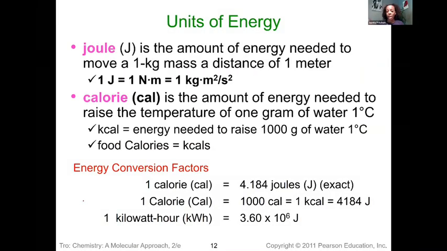There are some other energy units that are out there. Likely you've heard about a calorie before. The calorie is the amount of energy needed to raise the temperature of 1 gram of water 1 degree Celsius. Now, what's interesting is, although we call them calories when we think about what we're eating, food calories are actually what are considered to be kilocalories. It's the energy needed to raise 1,000 grams of water 1 degree Celsius.